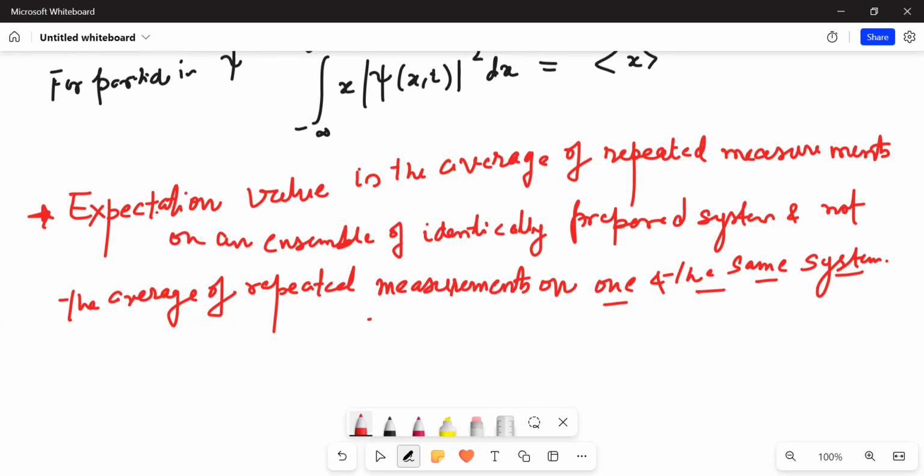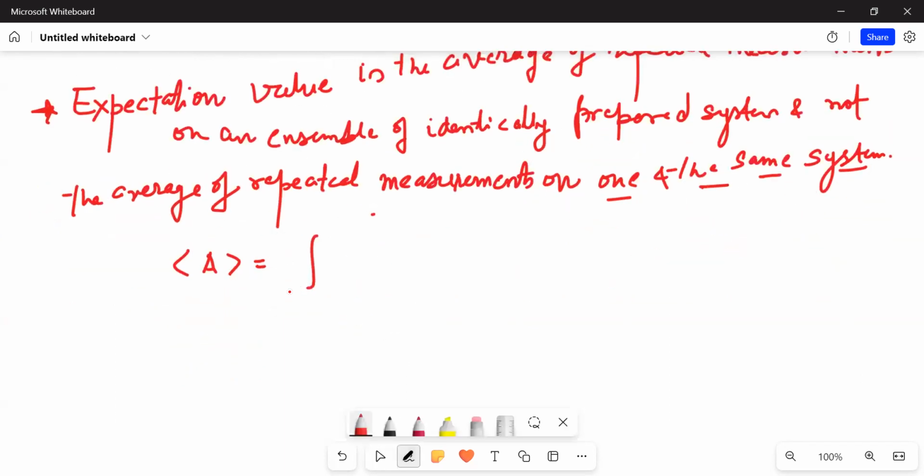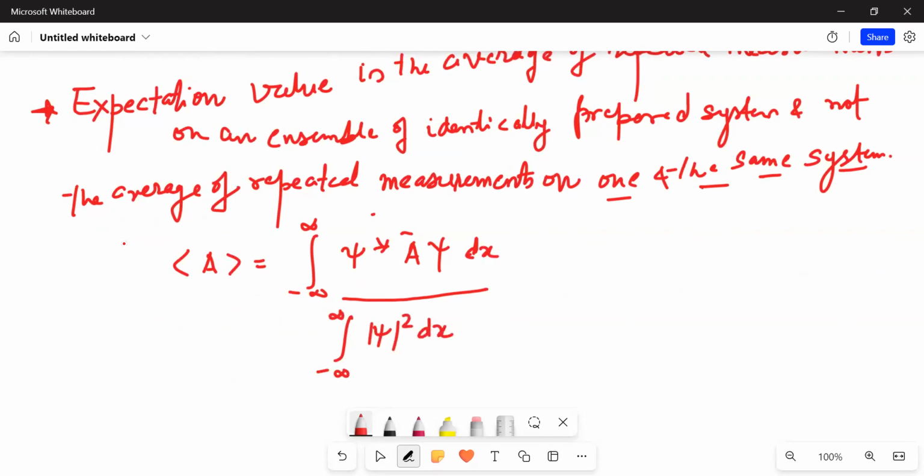Okay, so this is one thing that you should remember now. In general, if you want to write the expectation value of an operator, let's say A, this is equal to the integral from minus infinity to plus infinity of psi star A cap psi dx, divided by the integral from minus infinity to plus infinity of modulus psi whole square dx. This is how you define the expectation value of any operator corresponding to the dynamical observable.